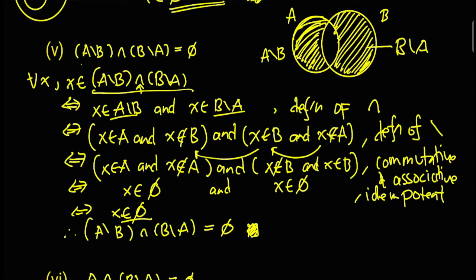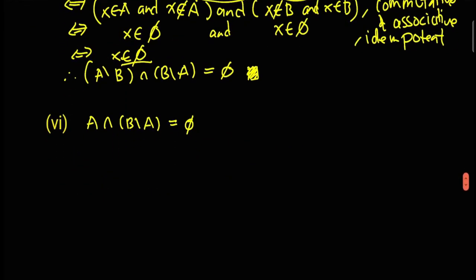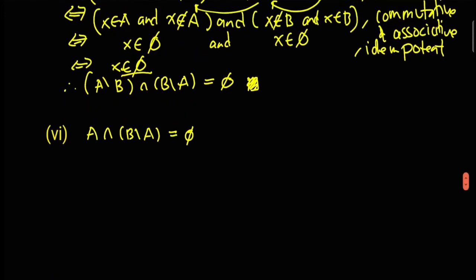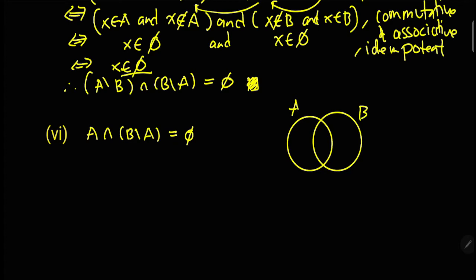Now, another variation using the same sets is that A intersection B except A is actually empty. You have the same sets but another variation. This is A, this is B. So A is the whole set here, and then B except A is the other side. So we just want to show that this is also an empty set.